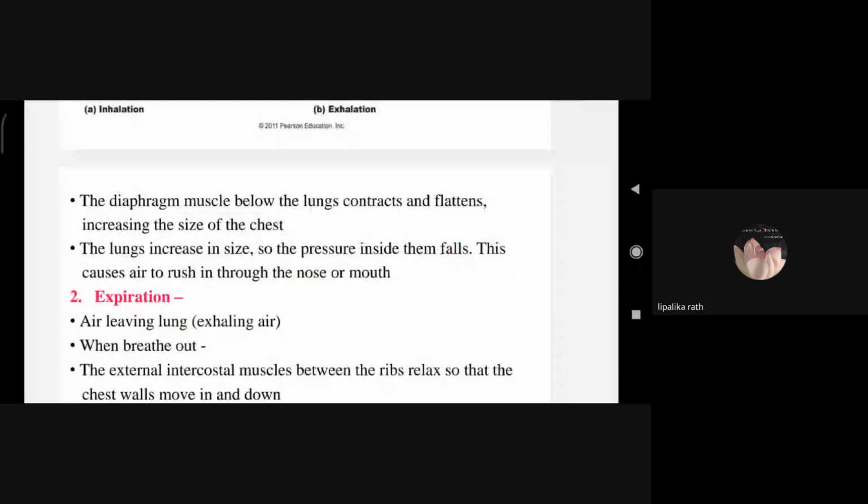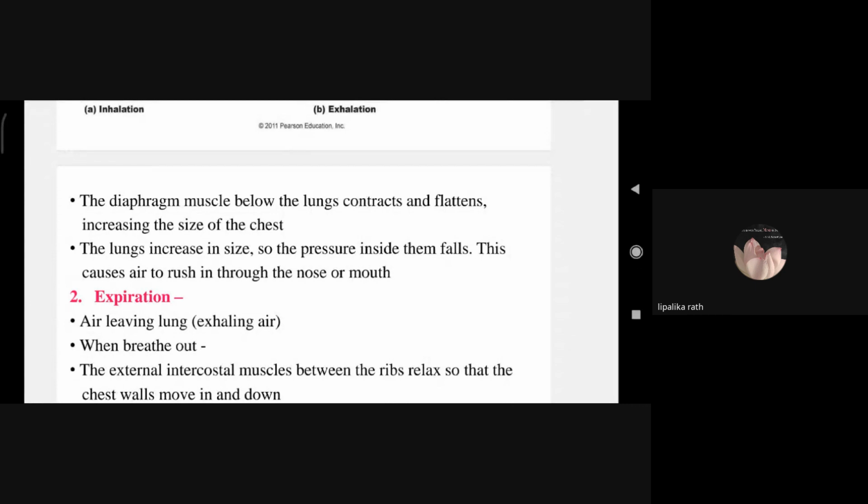The diaphragm muscle below the lungs contracts and flattens, increasing the size of the chest. When we are inhaling, the diaphragm is contracting and being flattened, and the lungs increase in size, so the pressure inside them falls. This causes air to rush in through the nose or mouth.